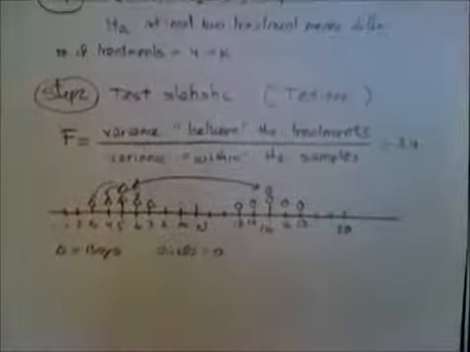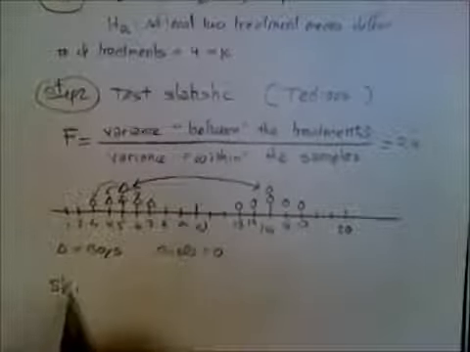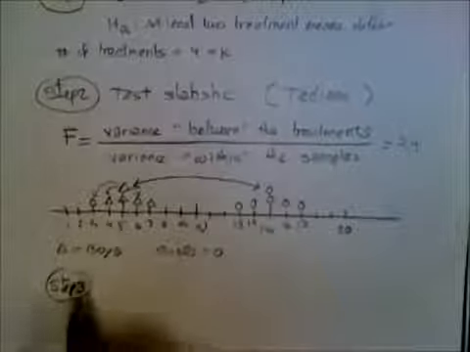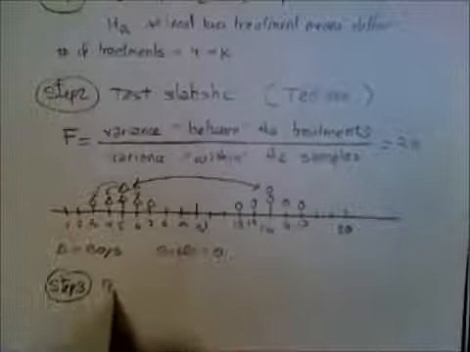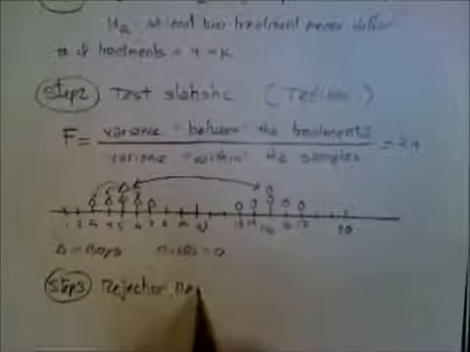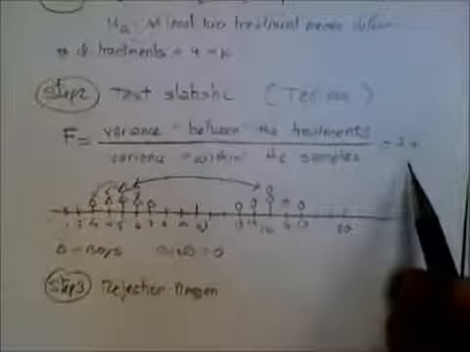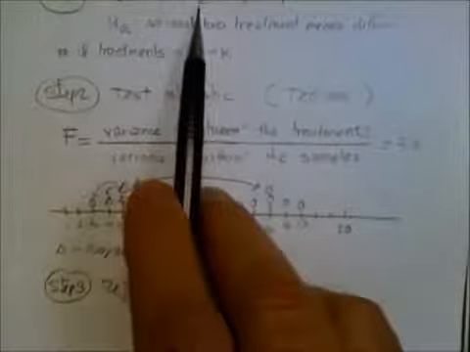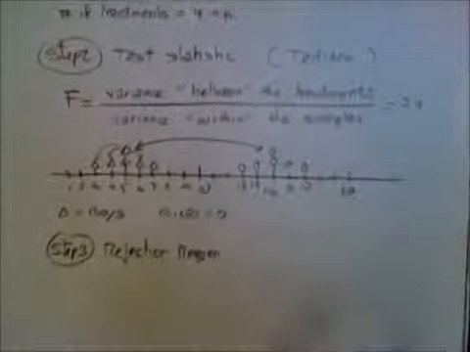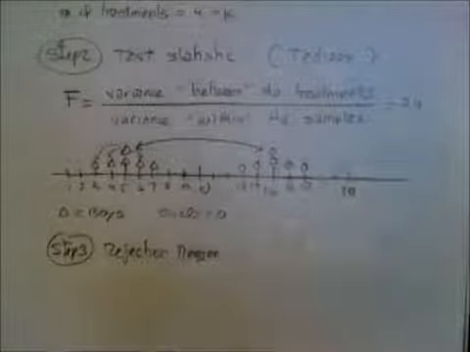Now, what would be the third step? In the third step, we're going to find the rejection region. And the rejection region is basically going to help us decide how large this number must be for us to conclude that the null hypothesis is not true and that we must conclude the alternative hypothesis. So finding the rejection region will be determining how large this number must be.